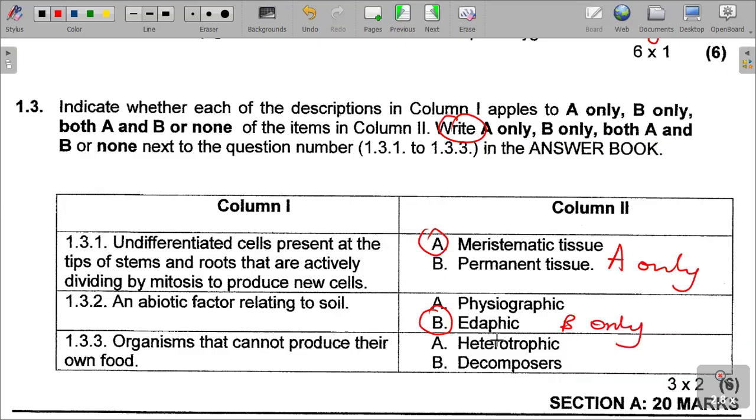Organisms that cannot produce their own food. We know that the ones that can produce their own food are called producers. Heterotrophic decomposers is what? It is both of them, both A and B.